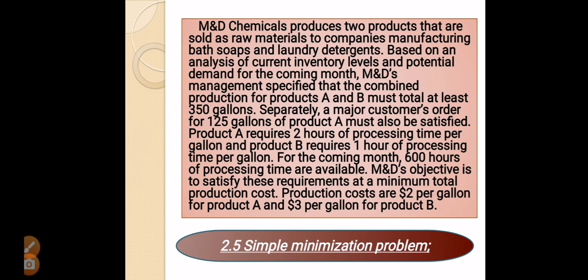So M&D's objective is to satisfy these requirements at a minimum total production cost. Production costs are $2 per gallon for product A and $3 per gallon for product B. So in this problem, our objective is to minimize total production cost.